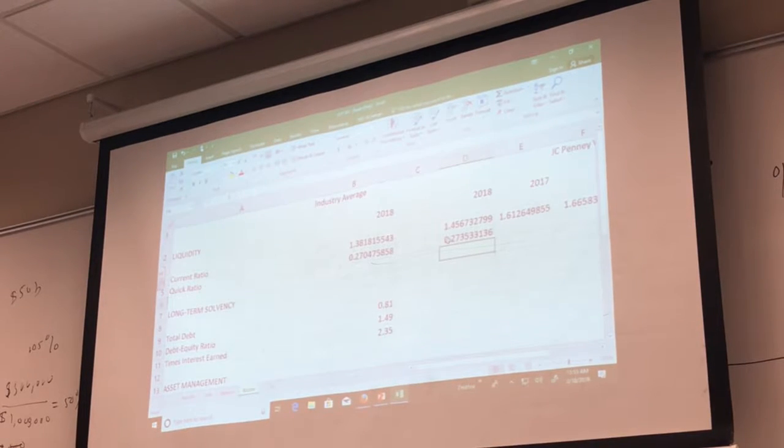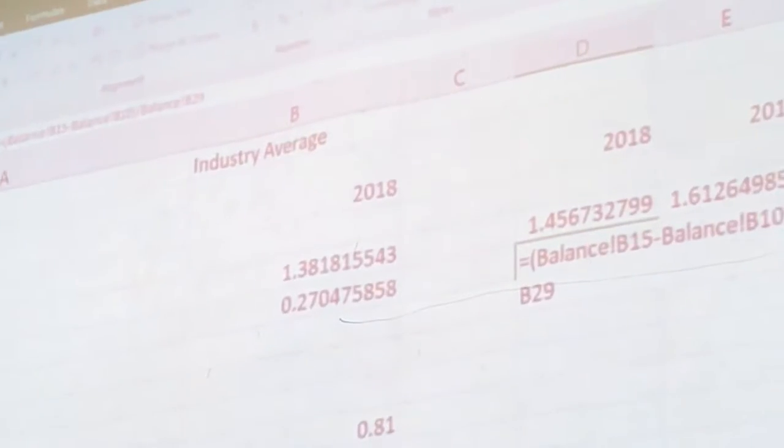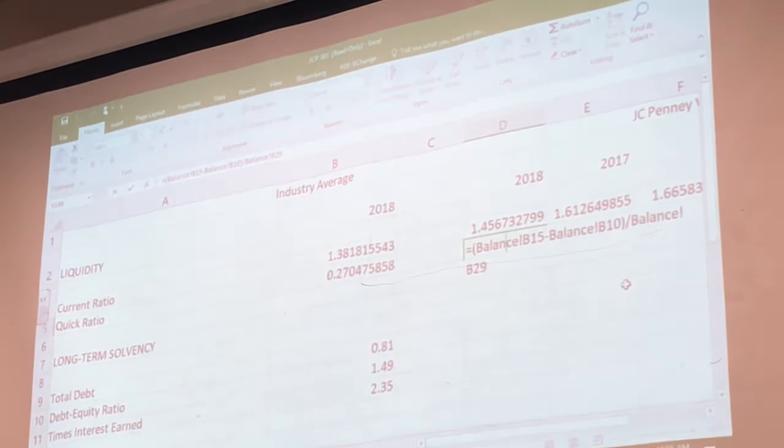So here is the formula: balance sheet B15 in parentheses minus balance sheet B10, close parentheses, divided by balance sheet B29. All right. So what we'll do is just copy the formula as before. As you can see, this has been declining.